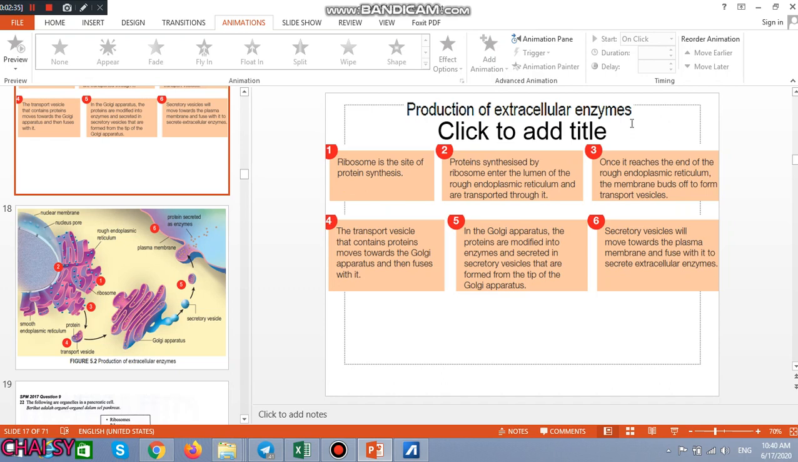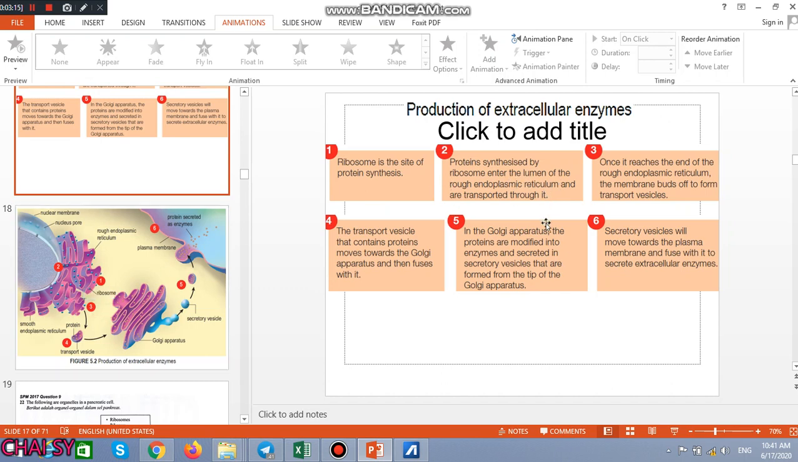So the first one, what is enzyme? Actually, enzyme is a protein. It's a type of protein. So protein is synthesized in which part? Yes, ribosome. So the first station starts from ribosome. Ribosome is the site of protein synthesis, so ribosome here. The ribosome is attached to RER. After the proteins are synthesized by ribosome, the proteins will enter the lumen of RER.